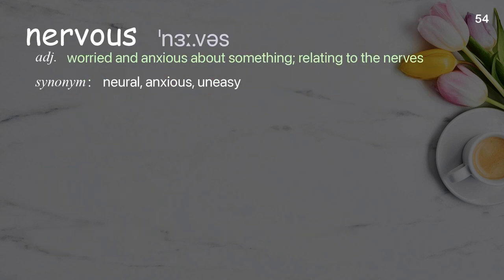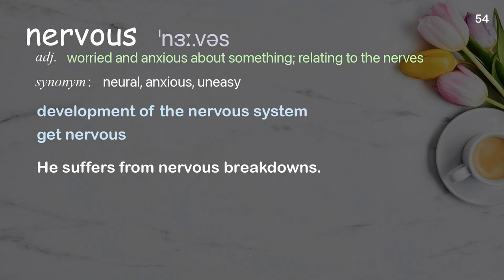Nervous: worried and anxious about something; relating to the nerves. Examples: development of the nervous system. Get nervous. He suffers from nervous breakdowns.